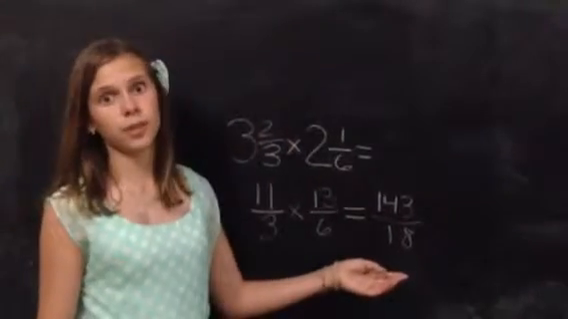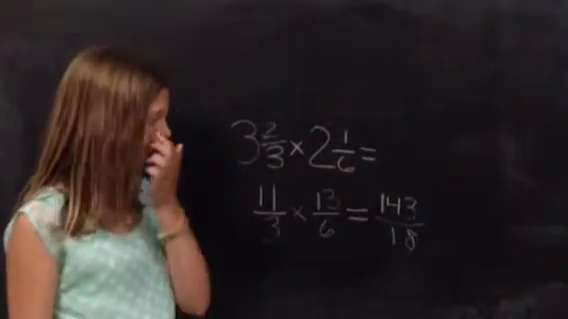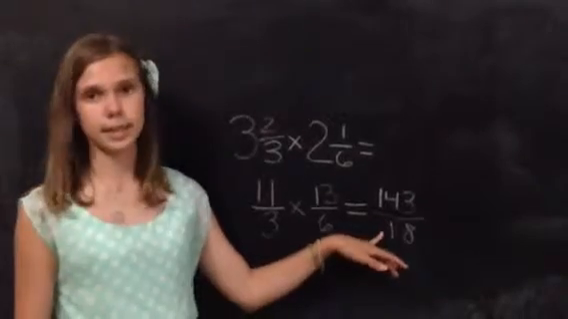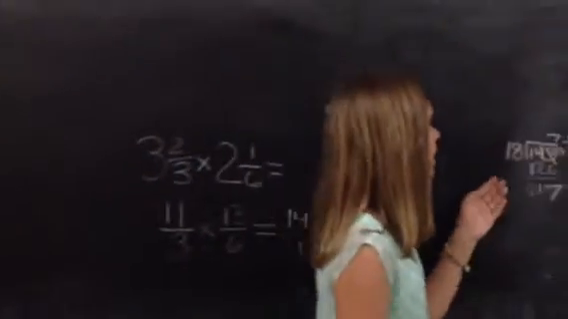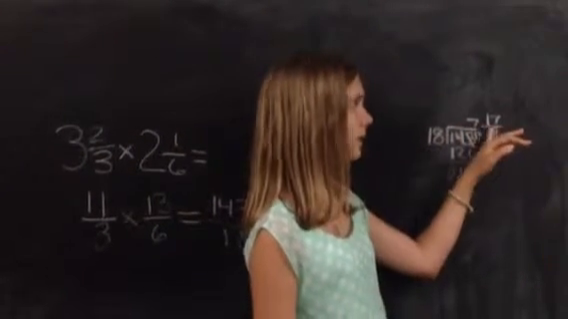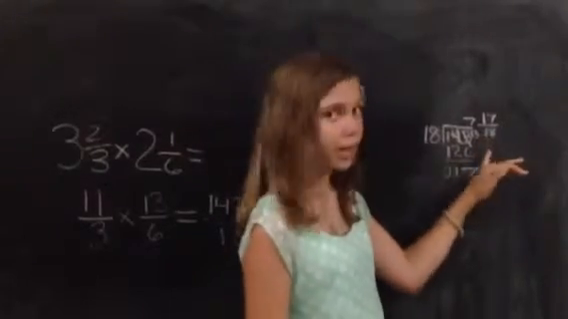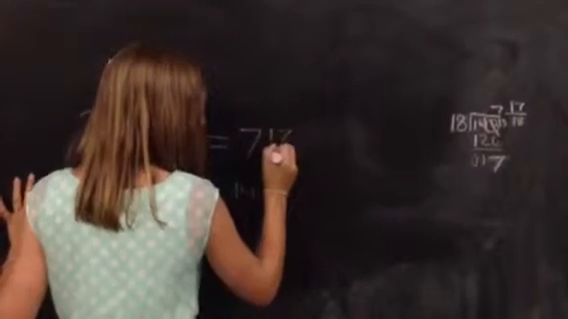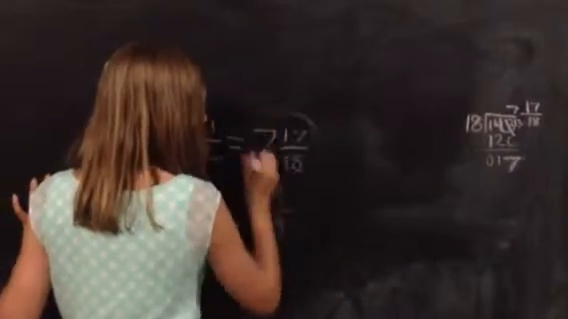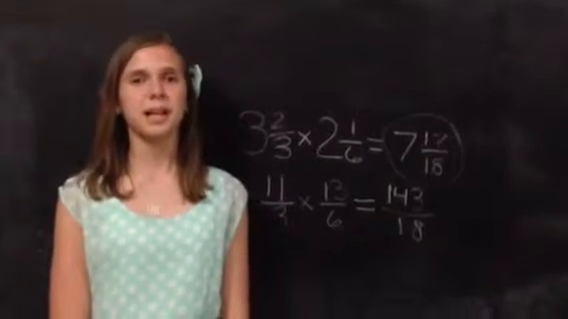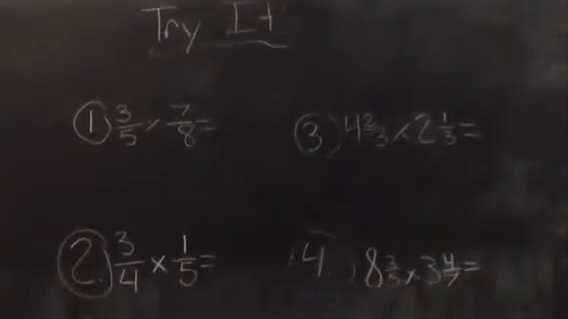And of course you need to convert it back to a mixed number. And the way you do that is by dividing 143 by 18. 143 divided by 18 is 7 and 17/18. And that's going to be our answer. So 7 and 17/18 is our answer. And that is how you multiply mixed numbers. Now try it yourself.